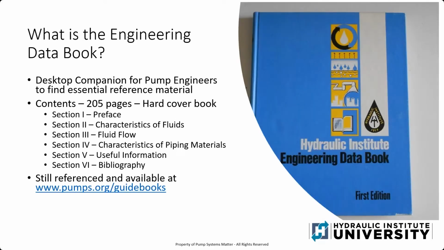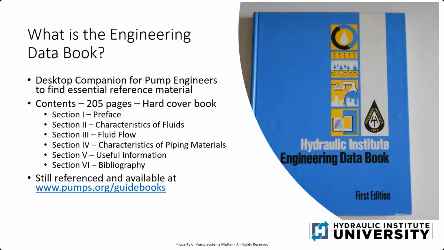So going back, if you've been around anytime, you may have seen a book that looks like this. This is a picture of the Hydraulic Institute Engineering Data Book, first edition. There are actually versions that precede this. If you're looking at my camera, this is the Pipe Friction Manual, which was actually published before the Engineering Data Book. And then that was absorbed into the Engineering Data Book.